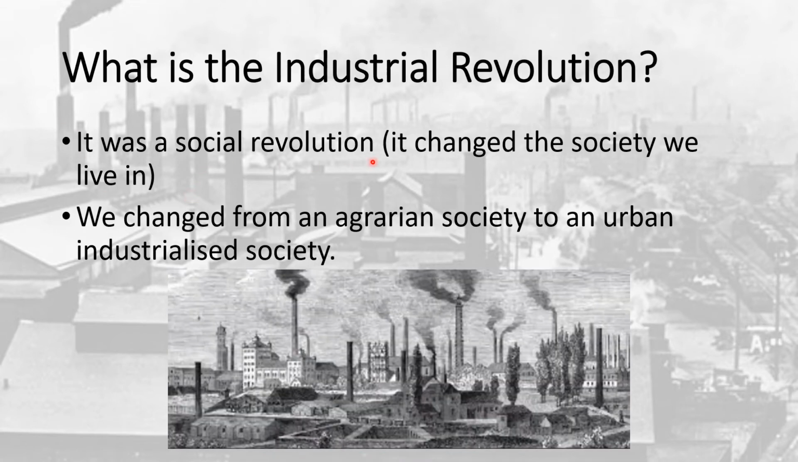Now, we have already looked at what the Industrial Revolution was, and we all should know by this stage that it was a social revolution as it changed the society in which people lived. Now, we know that society changed from an agrarian society to an urban industrial society also. Okay, so they're the two main forms that we know it has changed from. But in today's class, we're going to take a look more at the lives of people within the Industrial Revolution and how they have changed.